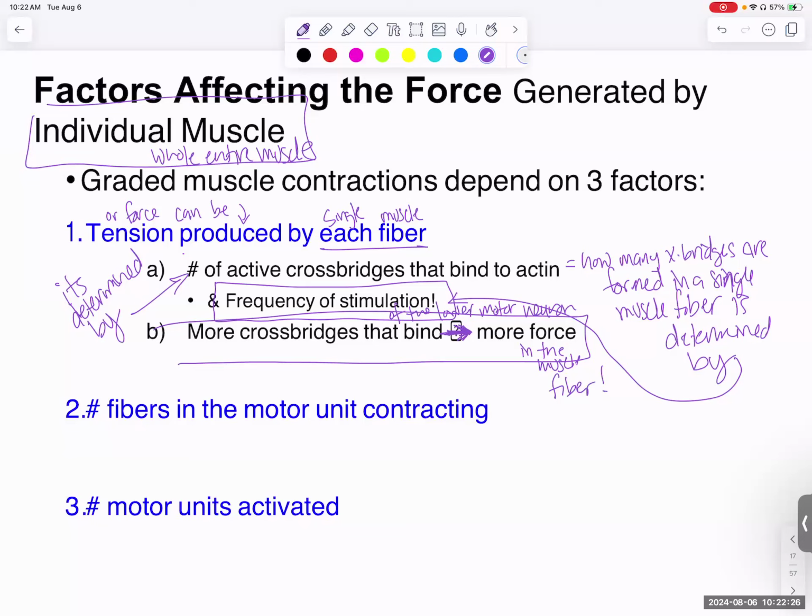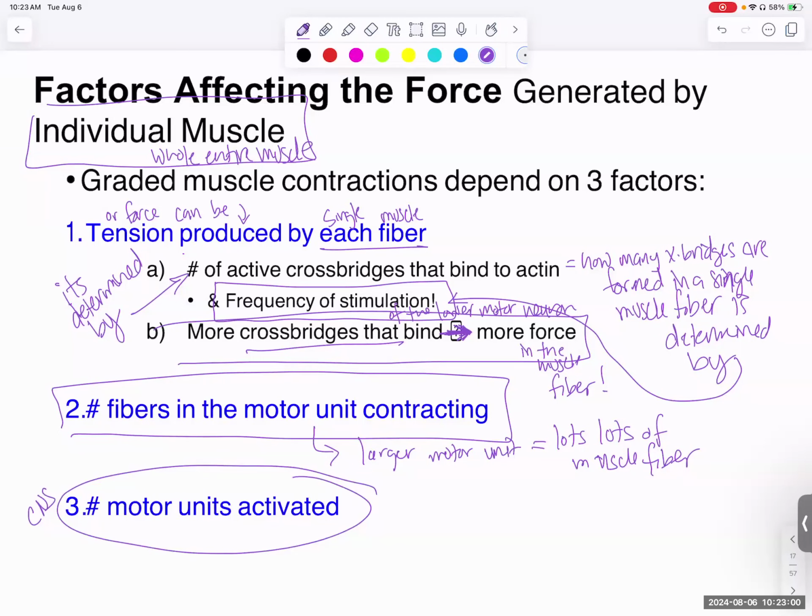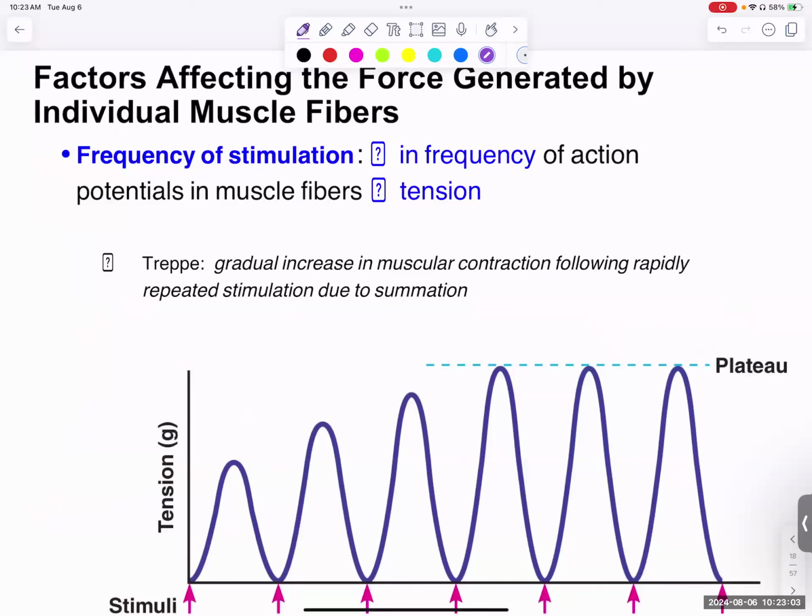Then we can go to the number of fibers that are available in a motor unit. Is it a large motor unit? It's going to have lots and lots of muscle fibers. And if each of those muscle fibers have a whole bunch of cross bridges, then you're going to have a lot of force being produced. And then your central nervous system can decide how many motor units are activated. So let's go through that.